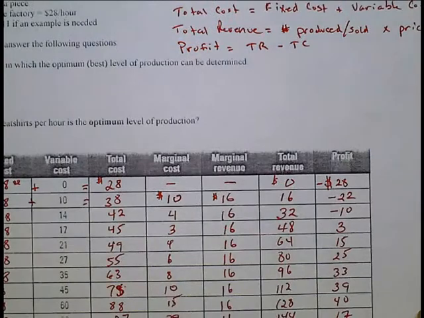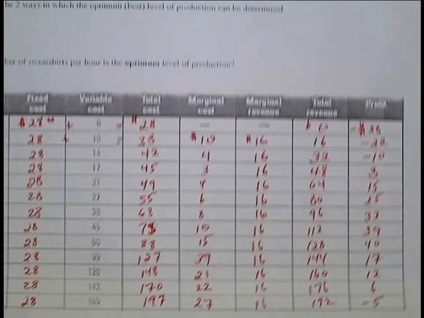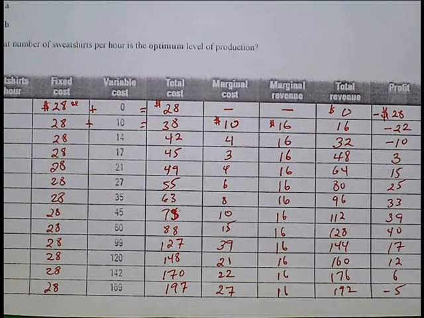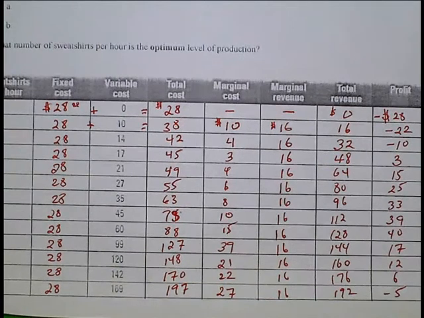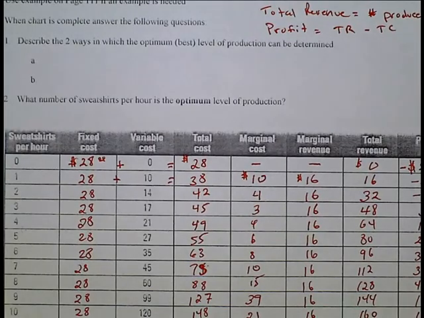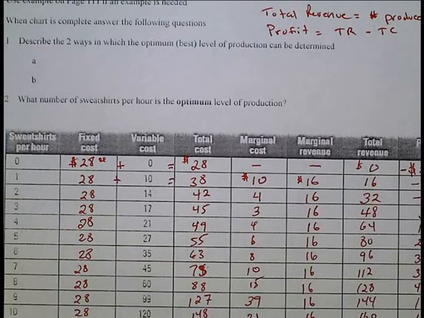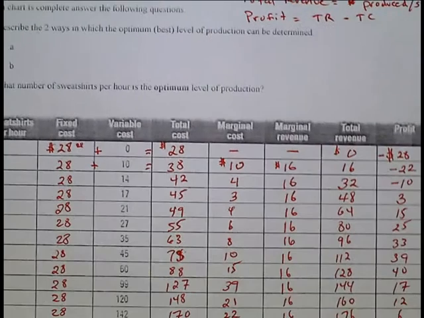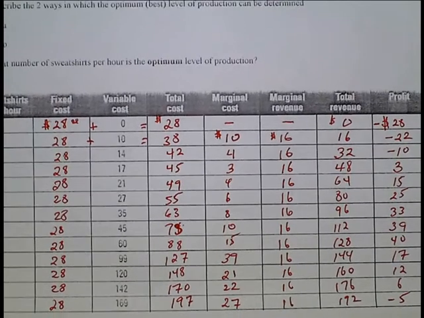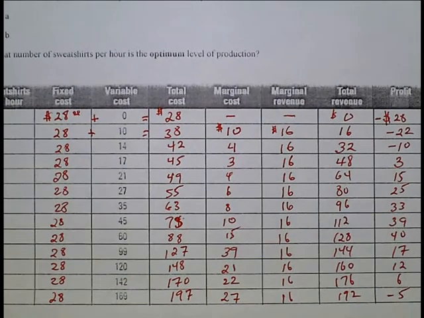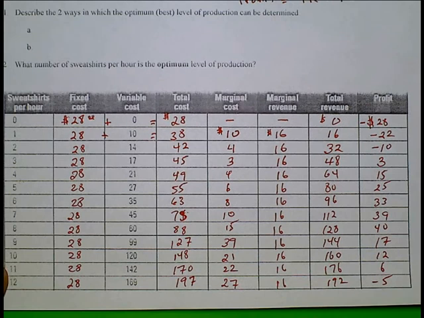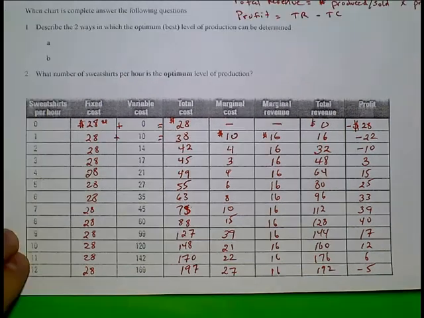We're back here, and you can see that we've filled out the rest of the form, and now we have to analyze it. Two questions at the top. Describe two ways in which the optimum or best level of production can be determined. And two, what number of sweatshirts per hour is the best? So, what's the best way to determine profit here? Help me out, someone. I'm sorry. What's the best way for determining sweatshirt production?